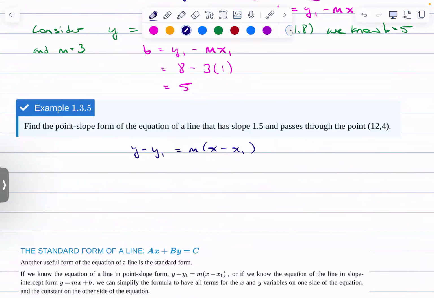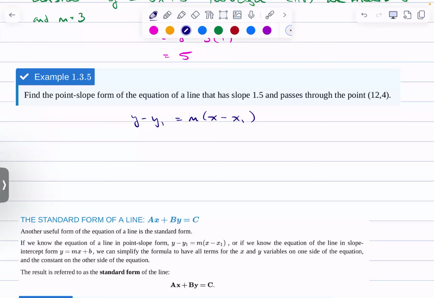So you have a point and you have a slope, and you can plug those in and resist the urge of solving for a y and rearranging into y equals mx plus b. You don't have to, because it's asking for the point slope form. So y minus 4 is 1.5 times x minus 12. I'd say technically you're done there. That is the point slope form.